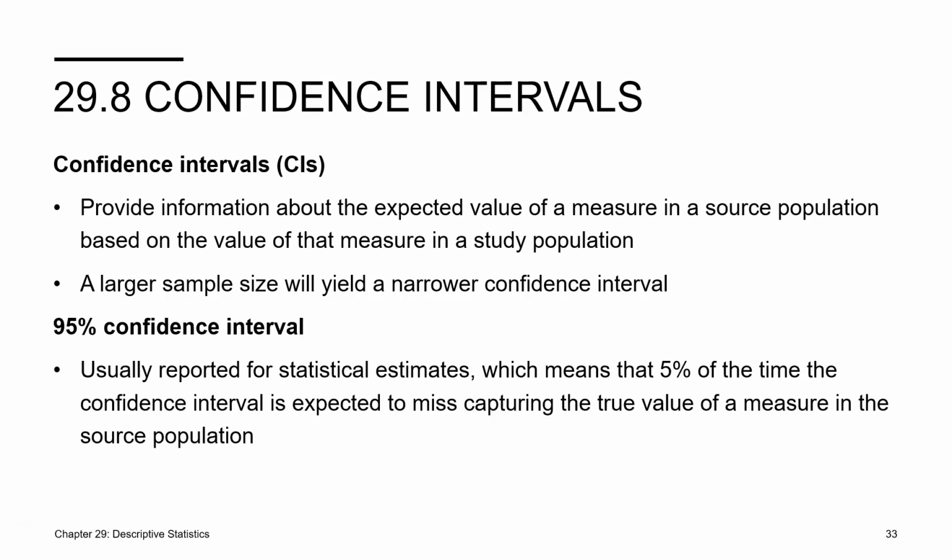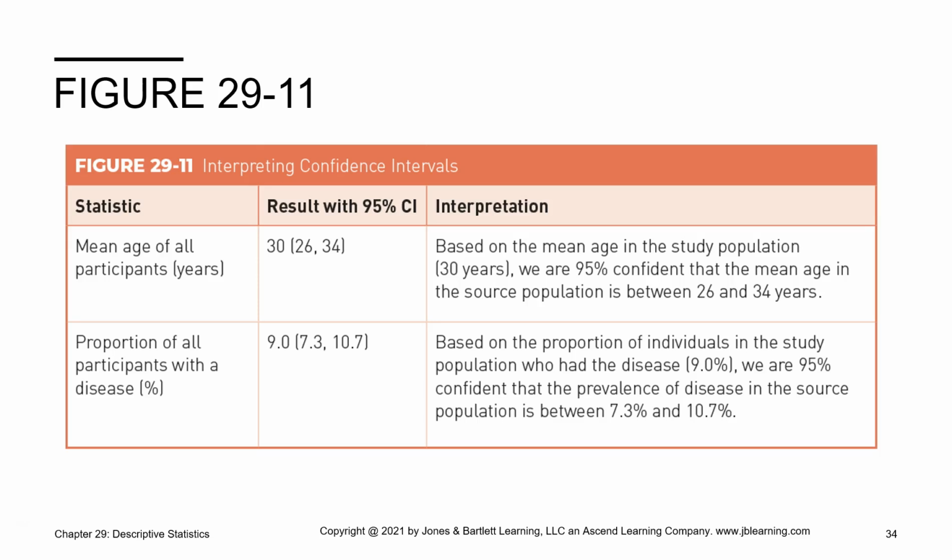So section 29.8 goes over confidence intervals, and confidence intervals provide information about the expected value of a measure in a source population based on the value of that measure in the study population. So a larger sample size will yield a much narrower confidence interval. Normally, a 95% confidence interval is what is reported, which means that 5% of the time, the confidence interval is expected to miss capturing the true value of a measure in the source population.